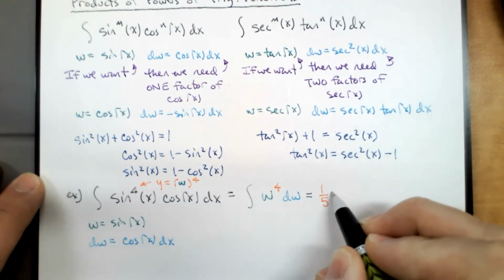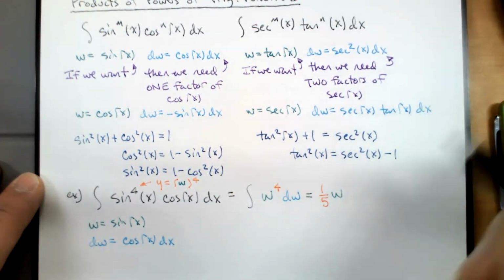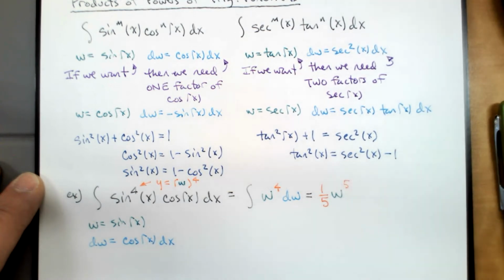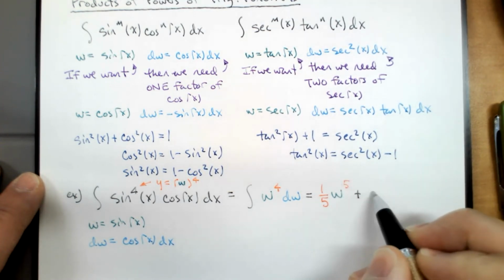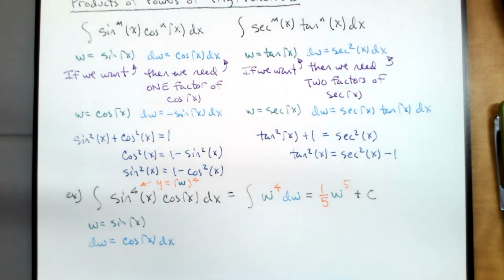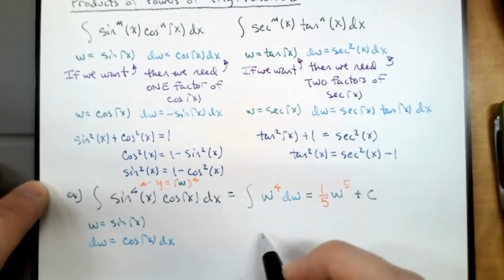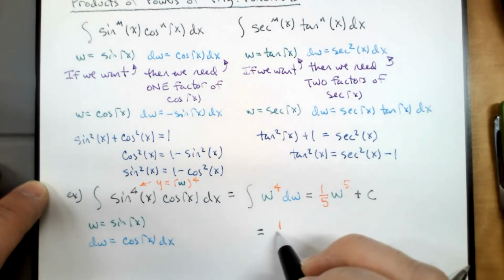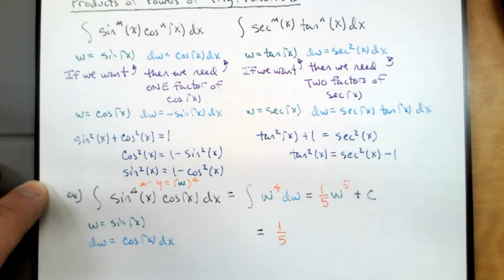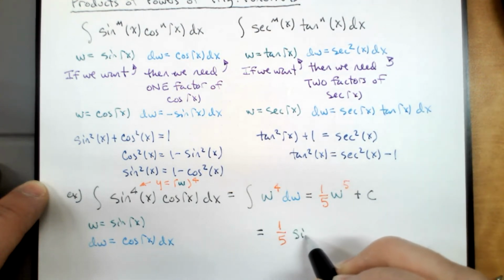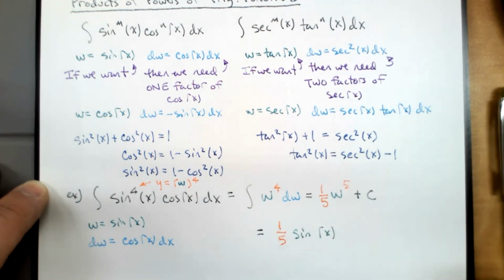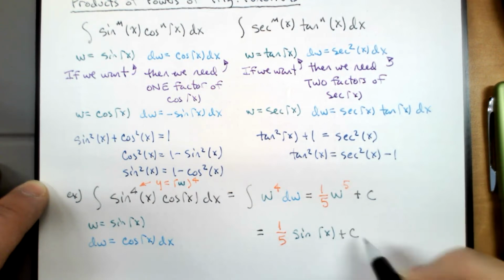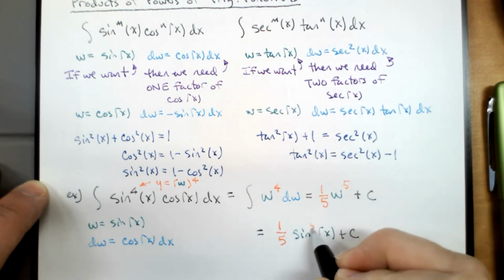1/5 w to the fifth power plus c. I don't have the integral in dw because we've integrated. And now I just need to replace the w with what it represents, which is sine x. So we're going to have 1/5, w is sine of x, and sine is being raised to the fifth power.